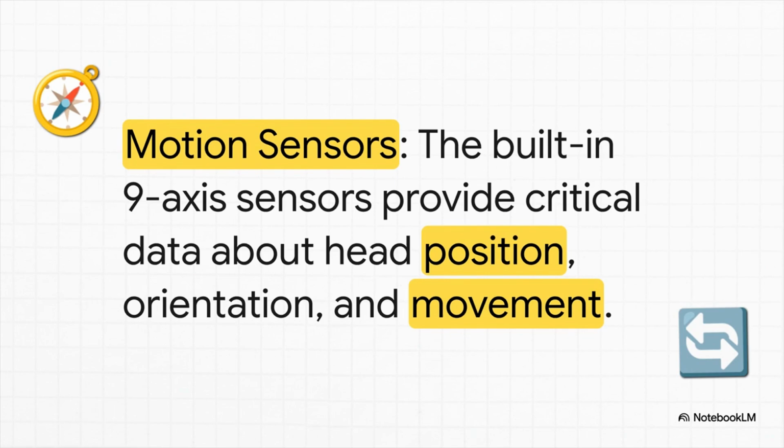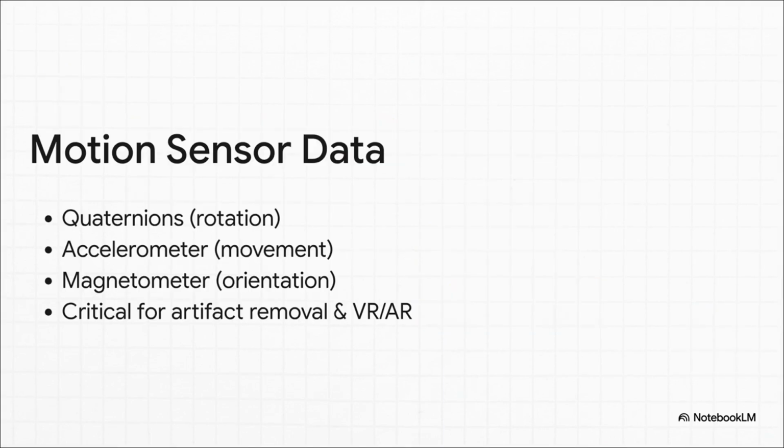And don't forget, it's not just about brain data. The headset is also packed with a 9-axis motion sensor, giving you another stream of absolutely critical data about your head's position, orientation, and movement. This stream gives you things like quaternions for incredibly precise rotational tracking and accelerometer data for movement. This is crucial for 2 big reasons. First, for cleaning up your EEG signal by removing noise from head movements. And second, it's absolutely essential for building any kind of immersive VR or AR application.